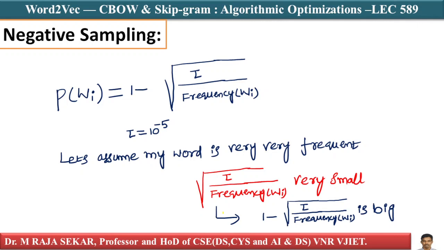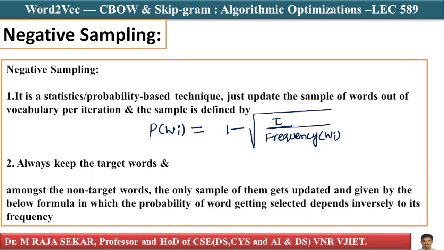In a nutshell, what am I doing? Instead of updating all the weights, you update only a sample of words. That is important. Just read this particular slide. In a nutshell, instead of updating all the weights, you update only a sample of words, such that the target one is always kept amongst the non-target words. We sample them based on the frequency, based on the formula P of W equal to 1 minus the square root of tau by frequency of Wi.